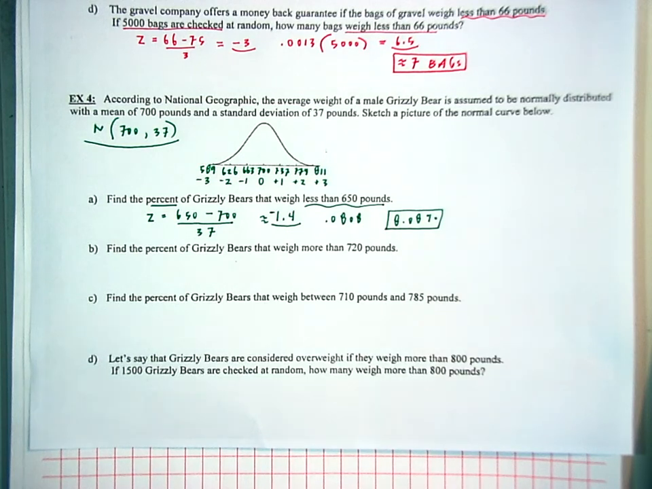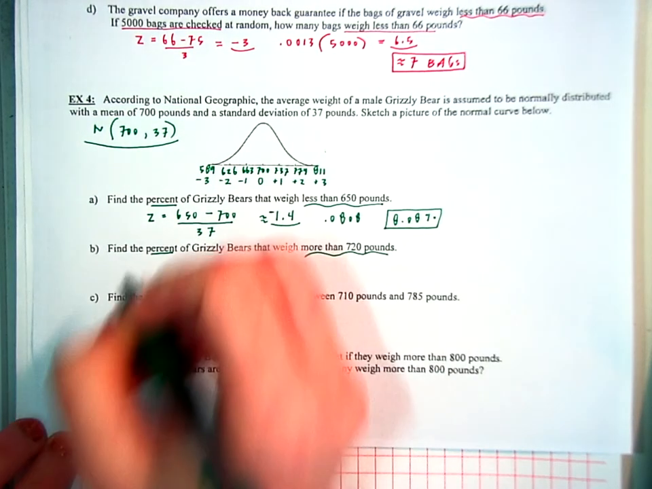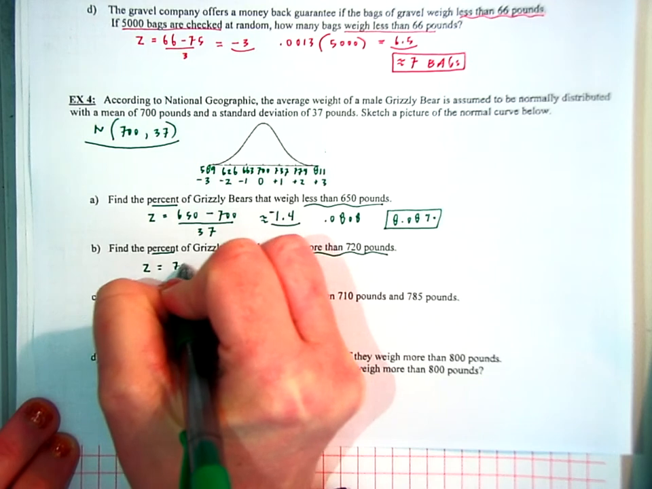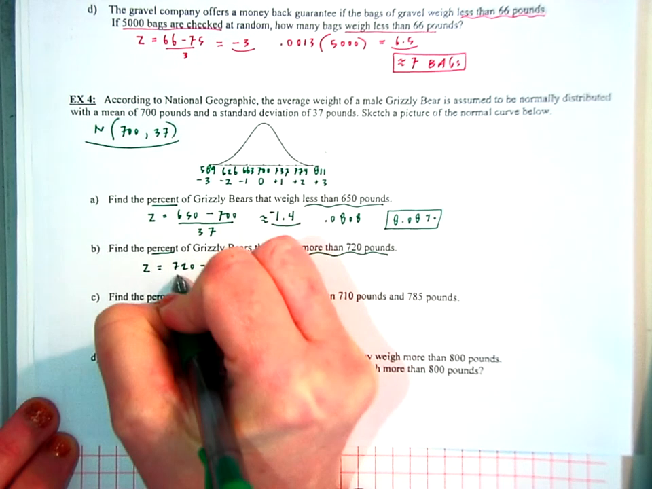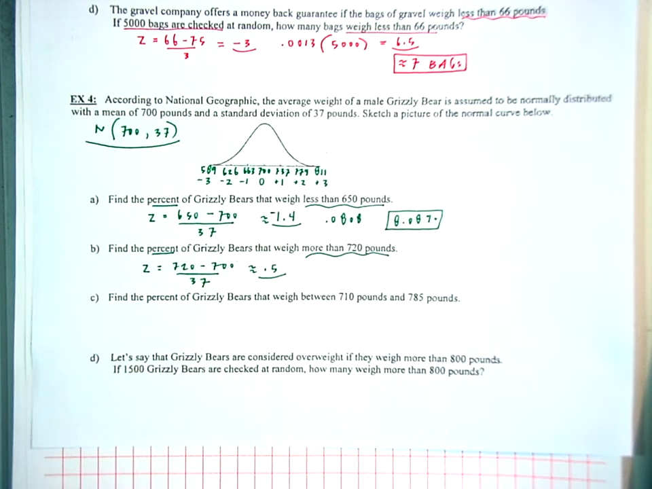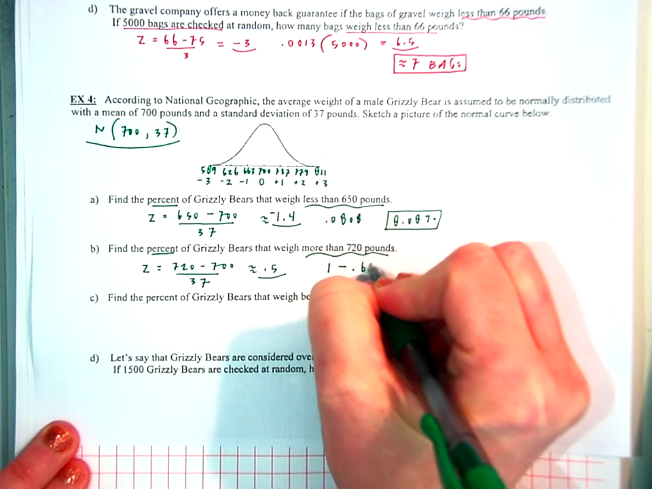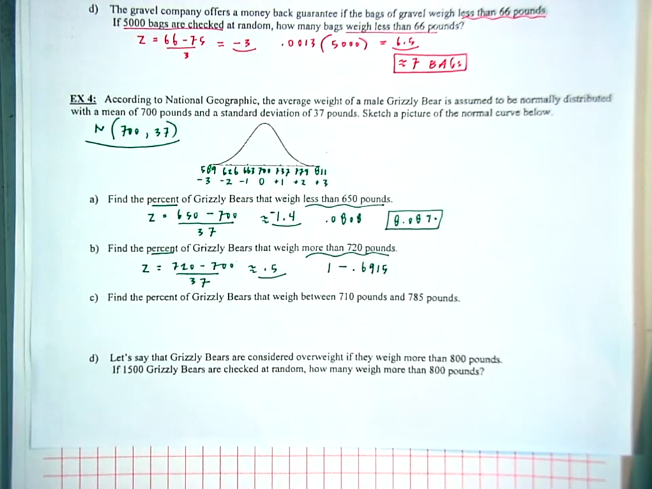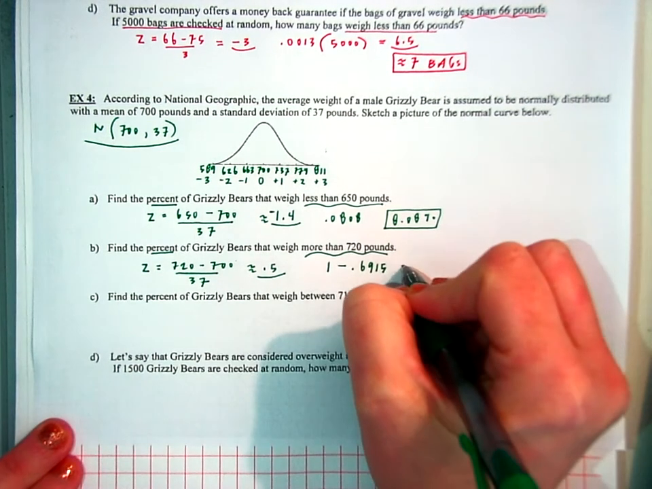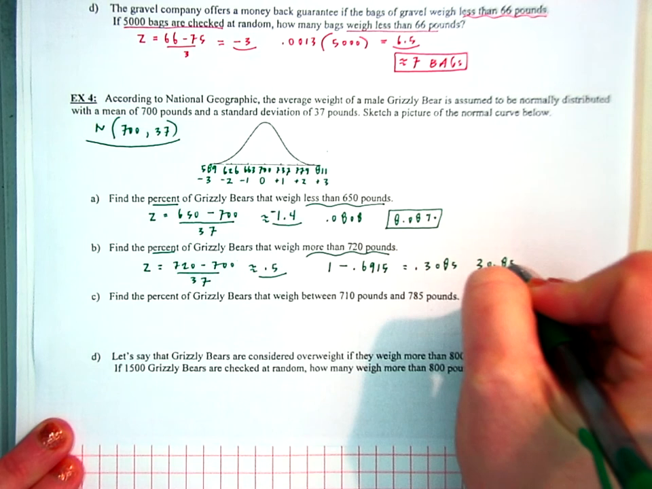Okay, find the percent of grizzlies that weigh more than 720 pounds. Again, z-score first. So z equals 720 minus 700 divided by 37, so I get about 0.5. If I look at my z-score chart, it gives me an area of 0.6915. That is the proportion below, so I have to do 1 minus 0.6915 to get the proportion above, the more than. I'm going to get 0.3085 or 30.85%.